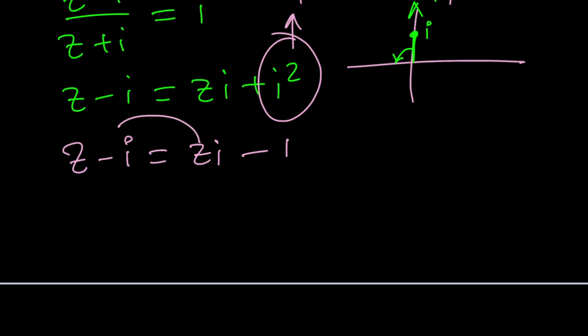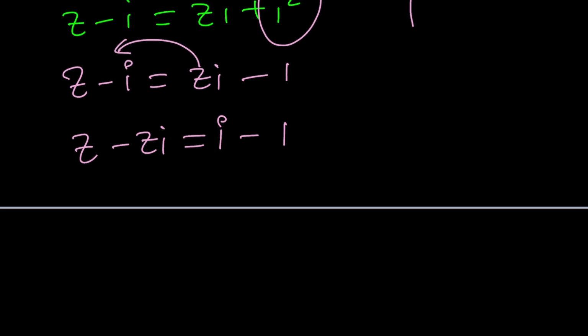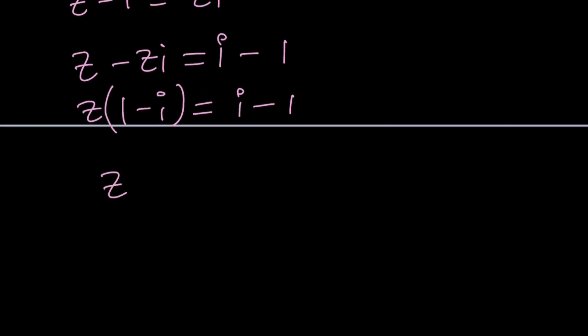Let's bring the i over here, zi over here, z minus zi, and add the i on the right-hand side because this looks fine. And then we're going to go ahead and factor out a z here, 1 minus i, and then this will be i minus 1. And then we're going to divide 1 minus i both sides. But notice that 1 minus i can never be 0 because i cannot be 1.